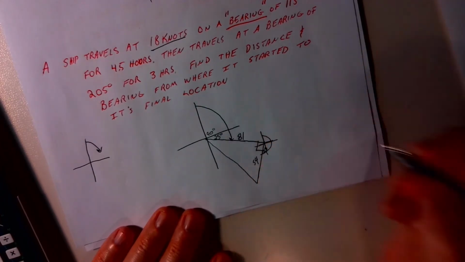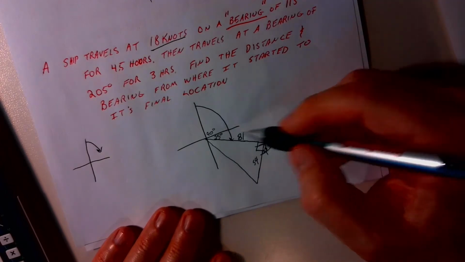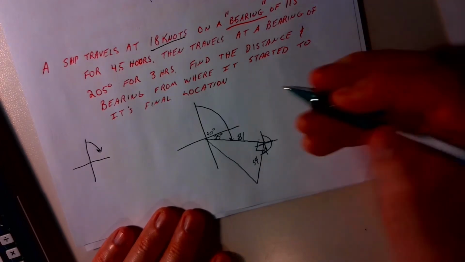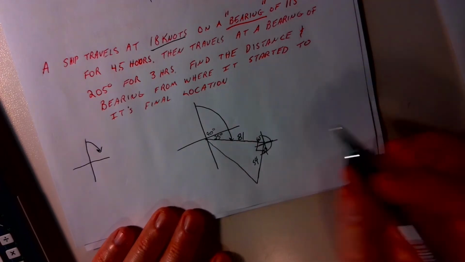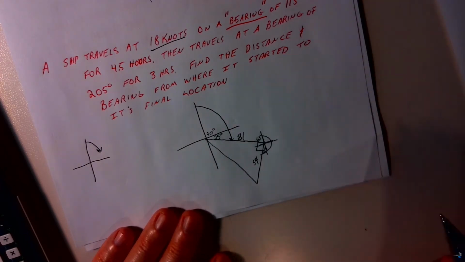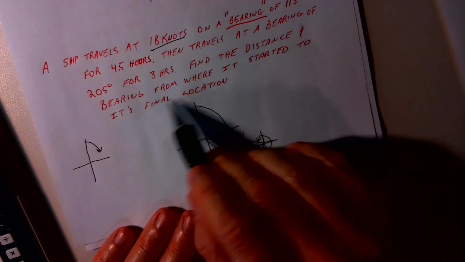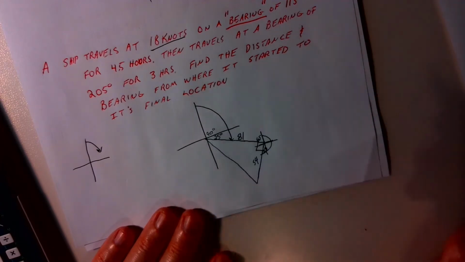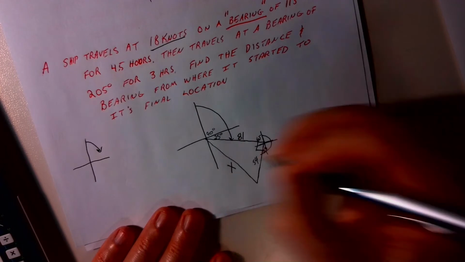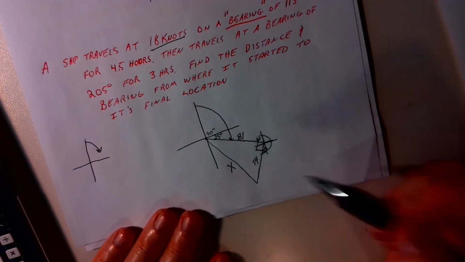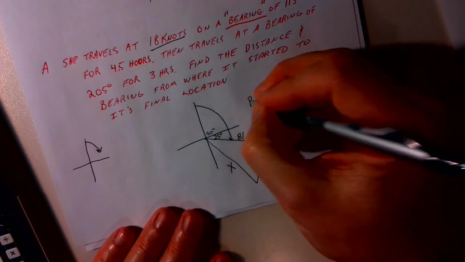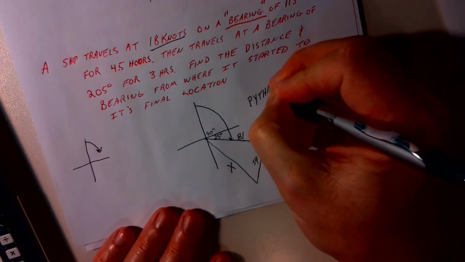And you can see when you work out the angles here, if this is 25 and this is 65, and this one right here leaves 5, that's a total of 90, which means my inner angle must be 90 also, and I've got myself a right triangle. So it says find the distance and bearing from where it started to its final location. Well, the distance would be this distance right here, x. And since we have a right triangle, and I have the two legs, I can go ahead and use Mr. Pythagoras.